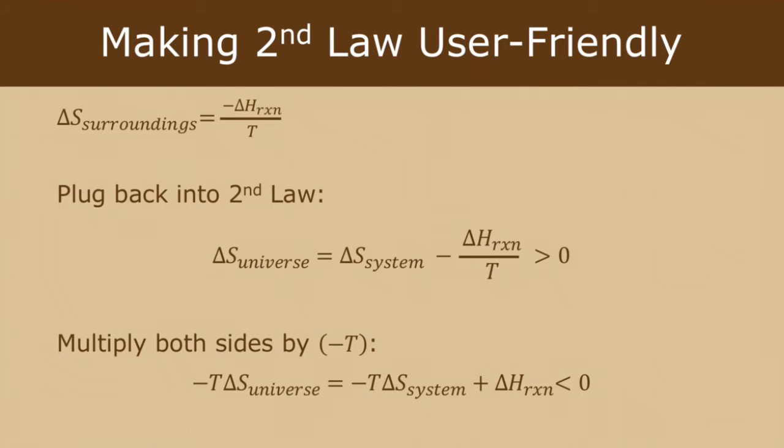We can plug that delta S surroundings equals negative delta H reaction over T back into the second law where we had delta S surroundings. So now we're working on our law a little bit. We have delta S universe equals delta S system minus delta H reaction divided by temperature, and that has to be greater than 0. So this is still our second law. Let's work on it a little bit more to make it more user-friendly. We can multiply both sides by negative T. So negative T delta S universe equals negative T delta S system plus the delta H reaction. And because we multiplied both sides of the equation by a negative, now we have less than 0.